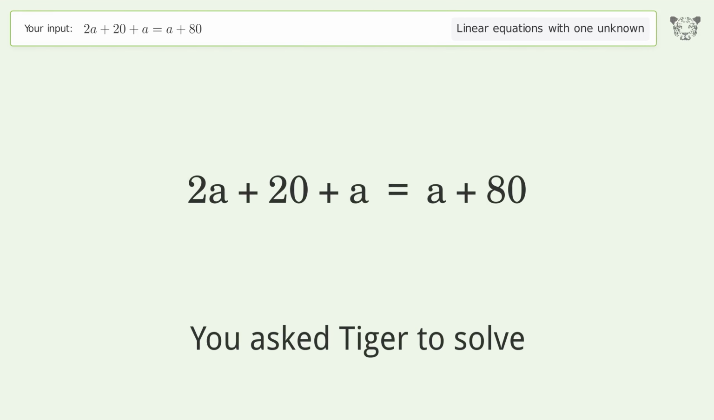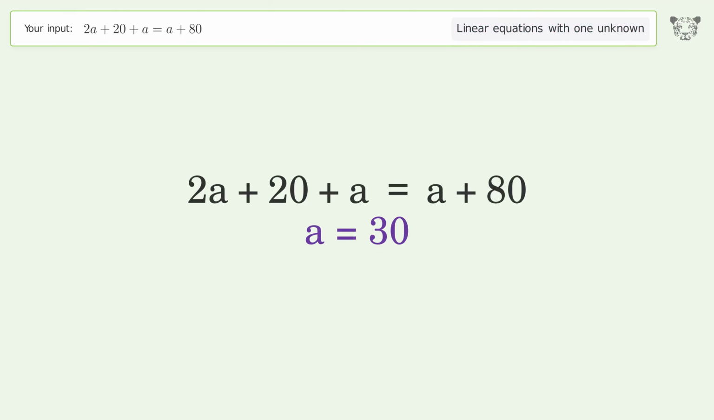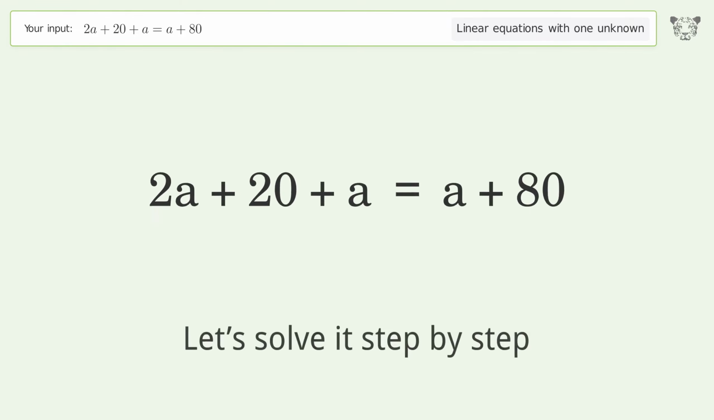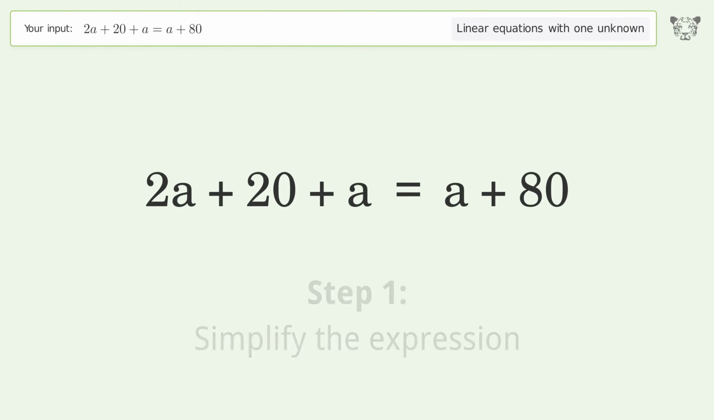You ask Tiger to solve this. This deals with linear equations with one unknown. The final result is a equals 30. Let's solve it step by step. Simplify the expression. Group like terms.